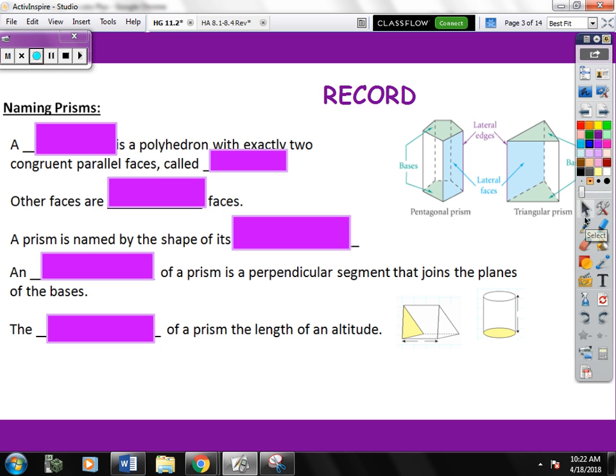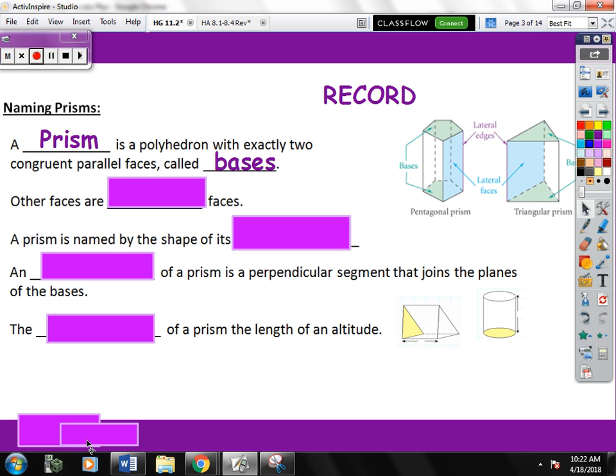So we kind of already talked about naming the prisms when we looked at the nets, but a prism, by definition, is a polyhedron. It's no longer called just a polygon, because that would be two-dimensional. A polyhedron is a three-dimensional figure that has exactly two congruent parallel faces that are called the bases.